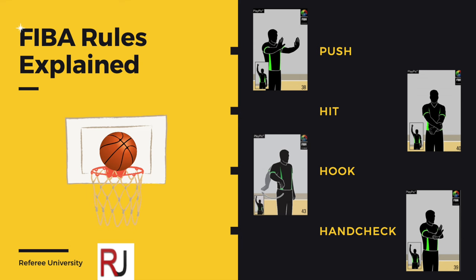Push, hit, hook, hand check. No, we're not putting in a Street Fighter combo move to use. We're going to be looking at these actions that are contact principles. And in addition to that, we're pairing the pushing with contacting an opponent with hands or arms. Now, pushing isn't limited just to the upper body, but usually that's what occurs to get a pushing foul. So we paired them, and that's what we're going to look at today.